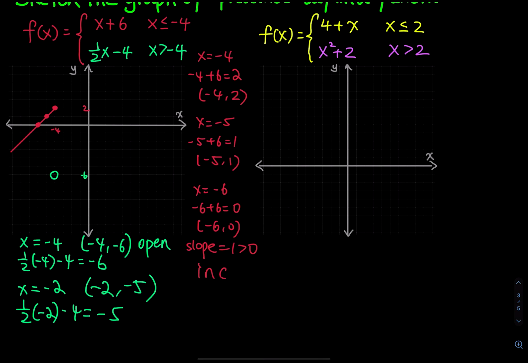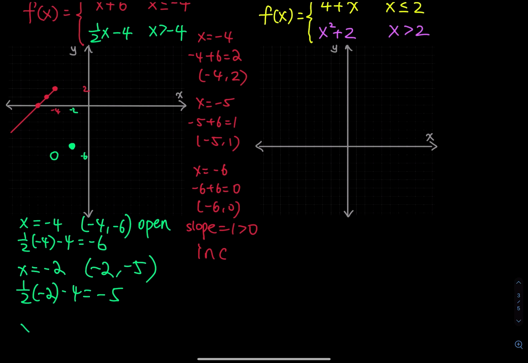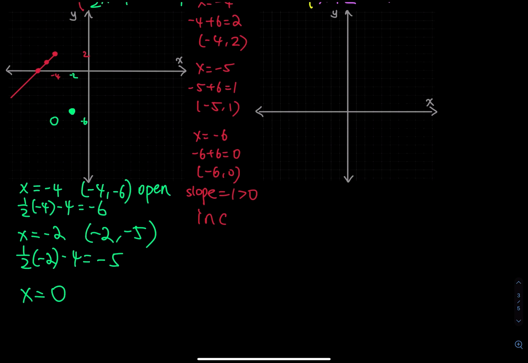So when x is equal to negative 2, y is equal to negative 5. So this is a negative 5. And do you see the slope? The rise of the slope is 1/2. Let's just do one more. When x is equal to 0, you have 1/2 times 0 minus 4, which is equal to negative 4.